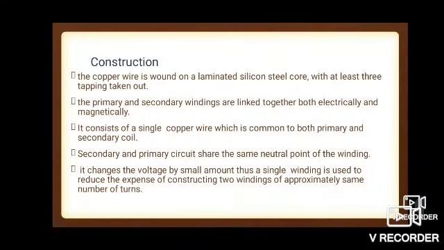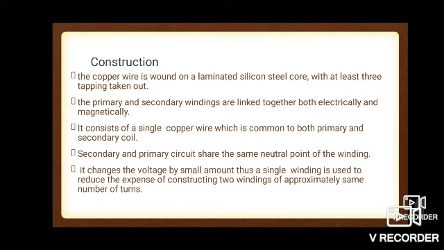The copper wire is wound on a laminated silicon steel core with at least 3 tappings taken out. The primary and secondary windings are linked together both electrically and magnetically. It consists of a single copper wire which is common to both primary and secondary coil. Secondary and primary circuits share the same neutral point of the winding.